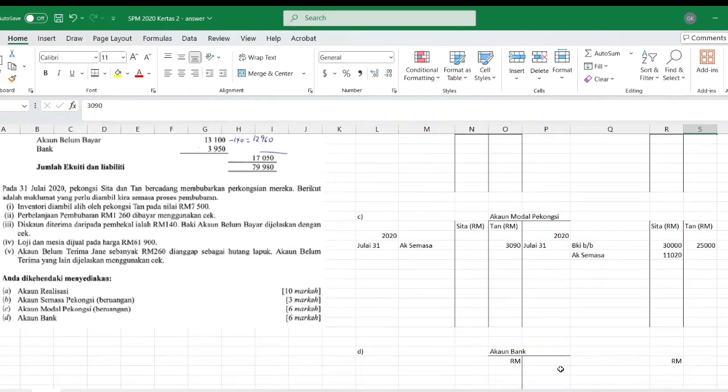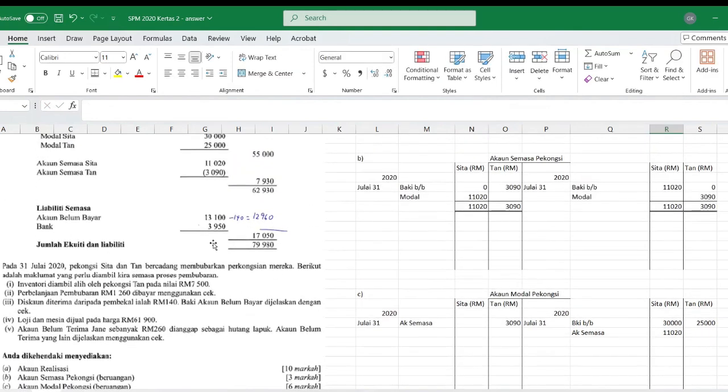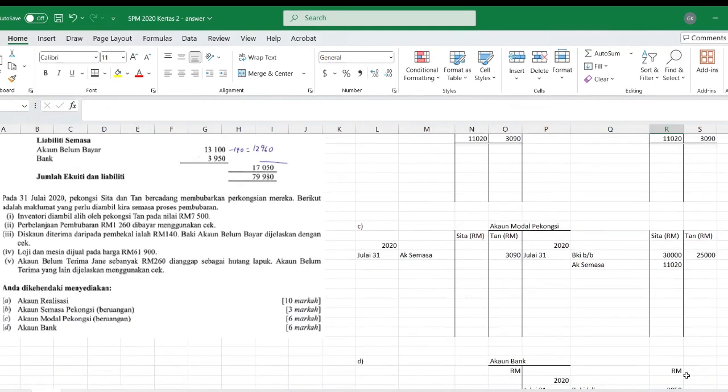The first one is an overdraft. So account bank, 2020 July 31st. Baki credit 3954, right? Baki credit because it's a liability semasa. That means there's a bank overdraft.